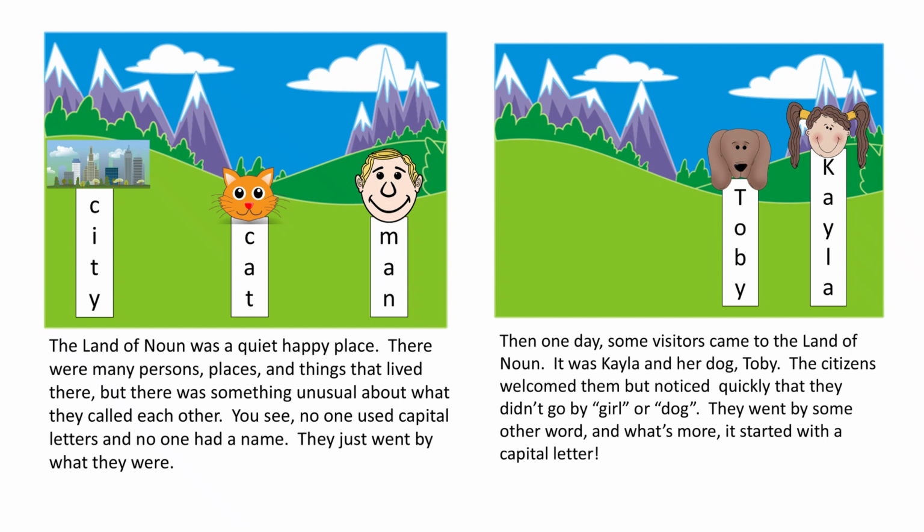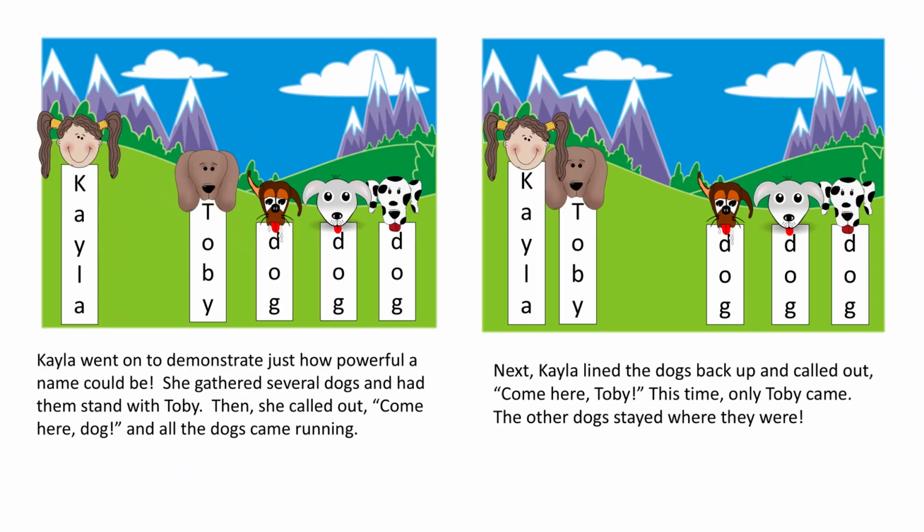In summary, Kayla and her dog Toby travel to the land of Noun and find that no one there has a name. They just go by what they are: city, cat, man, or whatever they happen to be. Kayla demonstrates the power of having a name by using Toby and the other dogs in the land. When she calls out, "Come here, dog," all the dogs come running. But when she calls out, "Come here, Toby," only Toby comes. The other dogs stay where they are.